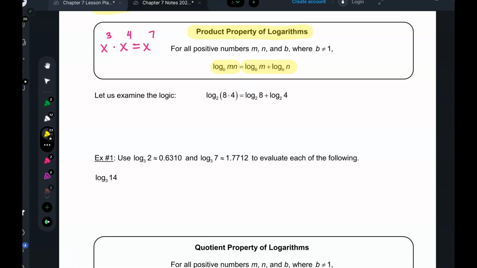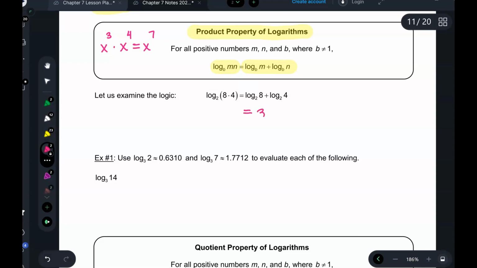Log base 2 of 8 times 4 is the same as log base 2 of 8 plus log base 2 of 4. So let's look at the right side. What's log base 2 of 8? 3, right? 2 to what power gives us 8? We said 3. 2 to what power gives us 4? 2. So that's going to be equal to 5.